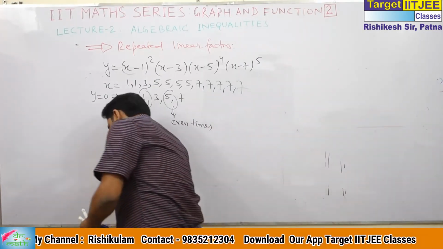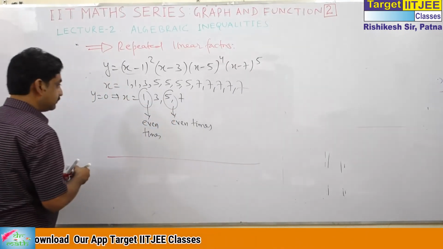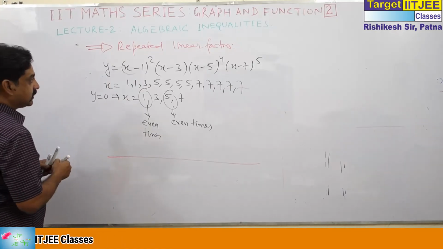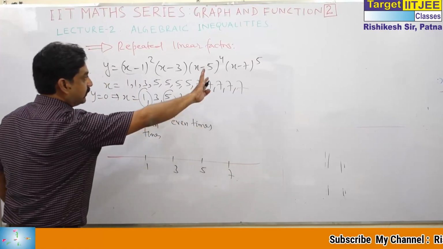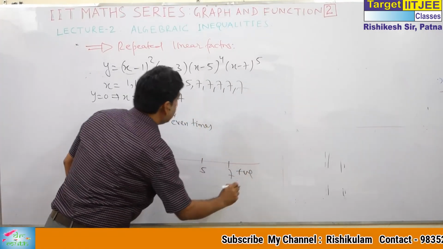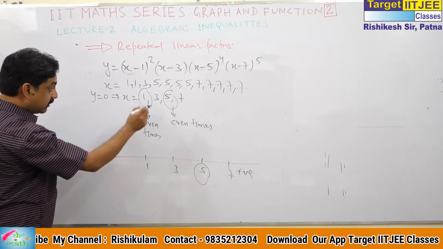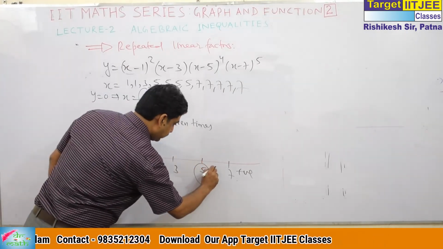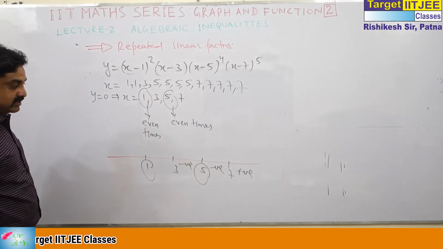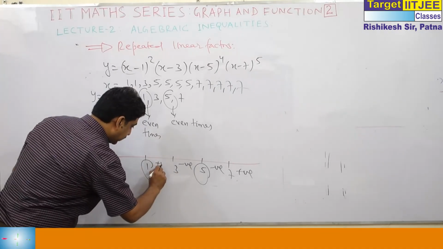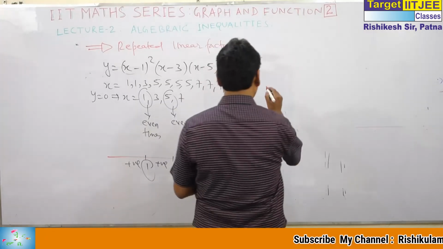So what is new in it? We do the sign scheme like this. Take all the numbers: 1, 3, 5, 7. Start from the extreme right. You will get positive. We mark where the zeros come even times, this and this. Positive, negative, and this sign will not change. This is the rule. The sign will not change. Negative. Again, positive, and this is positive.